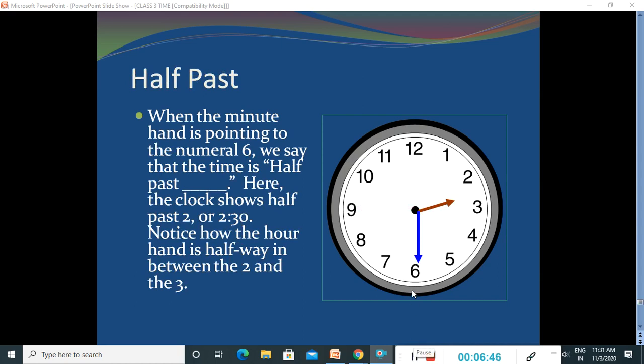Now in this the minute hand is pointing to 6. 6 means 30 minutes. At 6 we have 30 minutes and the hour hand is between 2 and 3. That means the time is 2:30, or we can say half past 2.